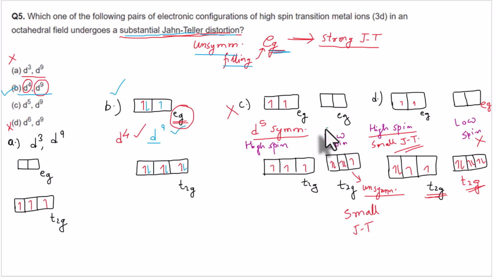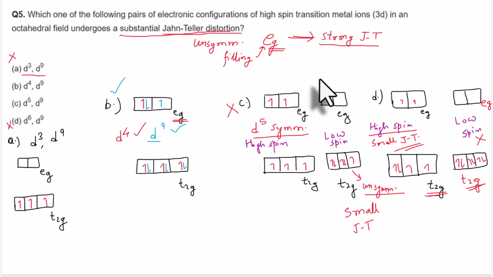You can also check the low spin electronic configurations of d5 and d6 that I have drawn here for comparison. So significant Jahn-Teller distortion is observed only when the eg orbital is unsymmetrically filled, as in the case of the d9 configuration and the d4 configuration. Okay. So the correct answer for this question will be option B. Option B with d4 and d9 electronic configuration will show a significant Jahn-Teller distortion because of the unsymmetrical filling of the eg orbitals.